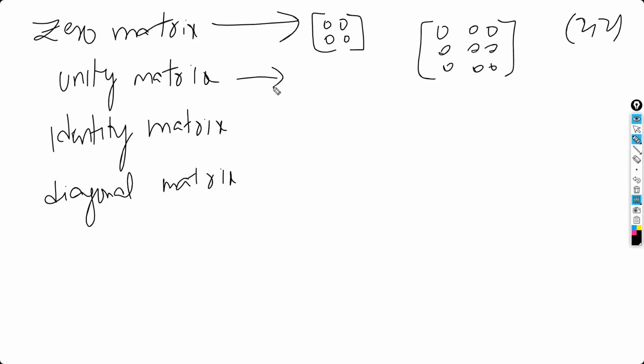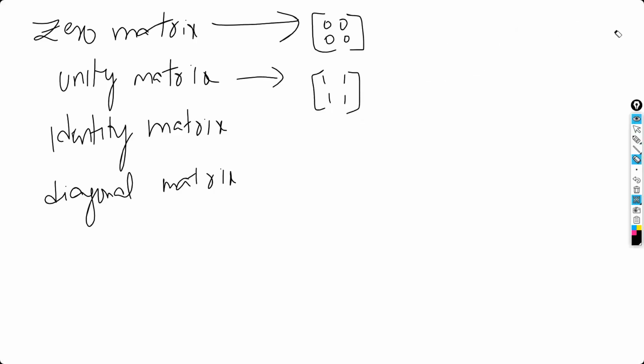Next, unity matrix. What does unity matrix mean? Everything is filled with 1. A 2 by 2 matrix filled with 1, or a 3 by 3 matrix filled with 1. In the entire matrix, only 1 should be there. Then it is called a unity matrix. If the entire matrix consists of 0, it is called a zero matrix.